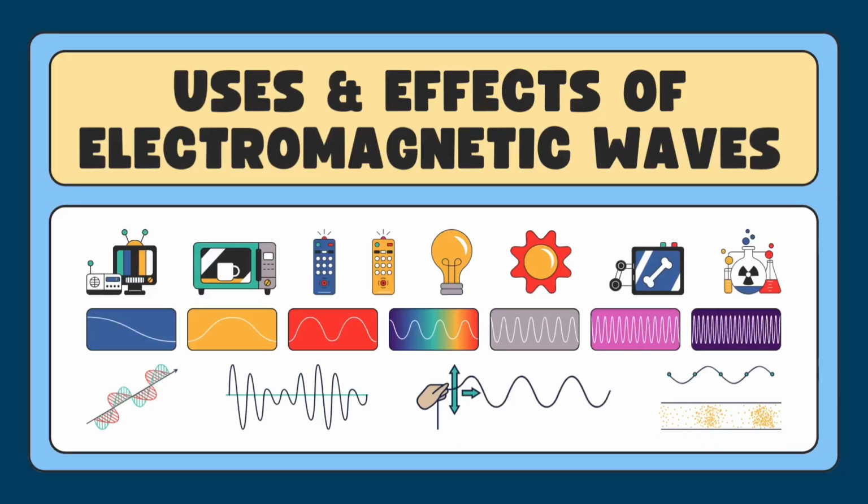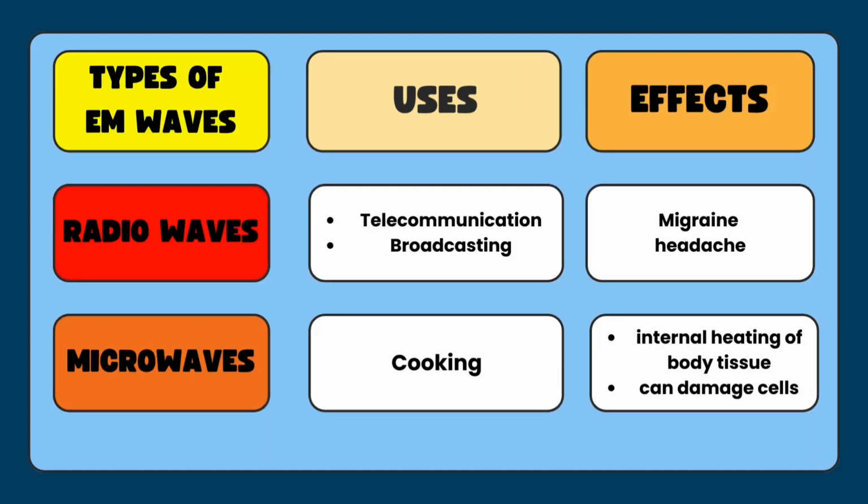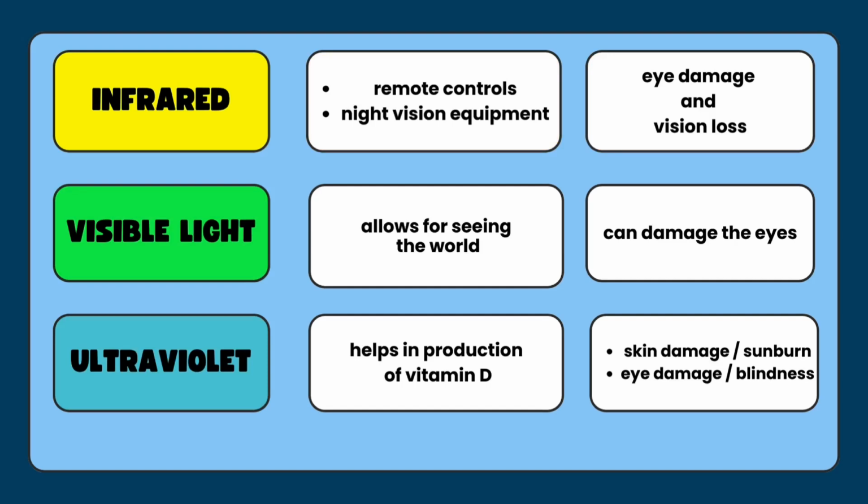Now that we already discussed and defined each region, let us talk about their uses and effects. Types of EM waves, uses and effects. Radio waves, uses: telecommunication and broadcasting. Effects: migraine, headache. Next region is microwaves, uses: cooking. Effects: internal heating of body tissue and it can damage cells. Infrared, uses: remote controls and night vision equipment. Effects: eye damage and vision loss.